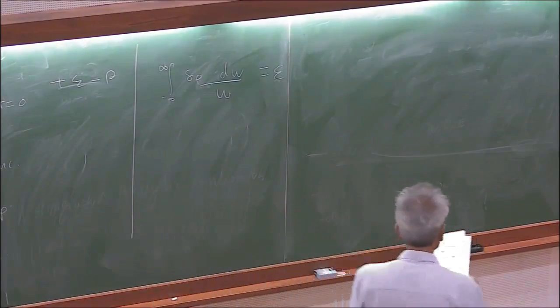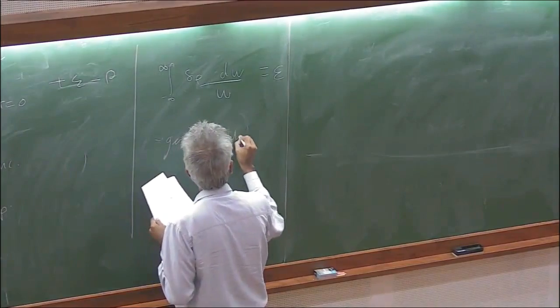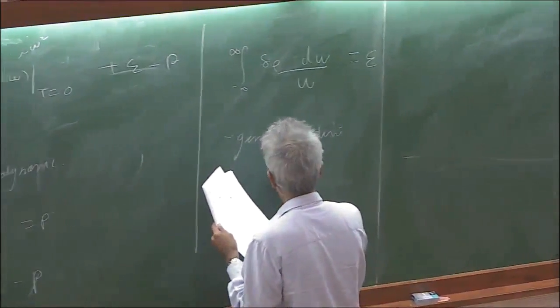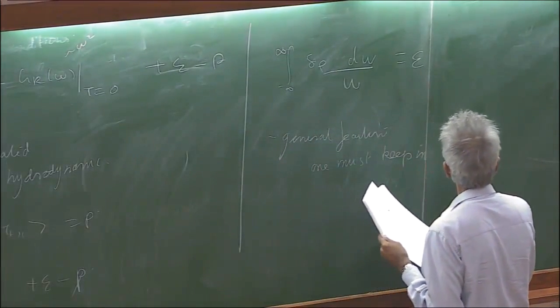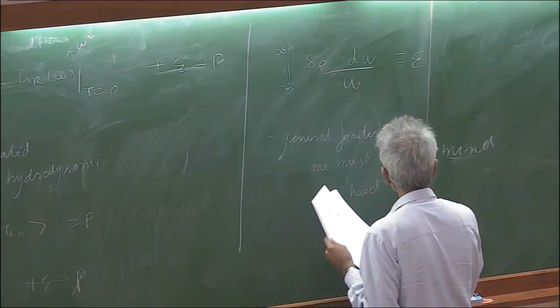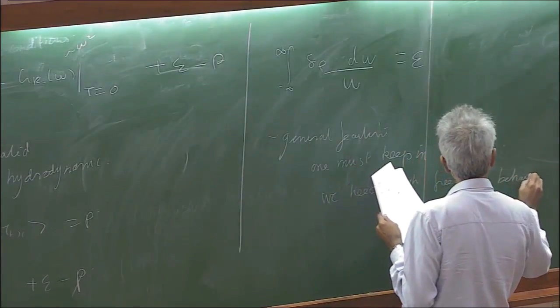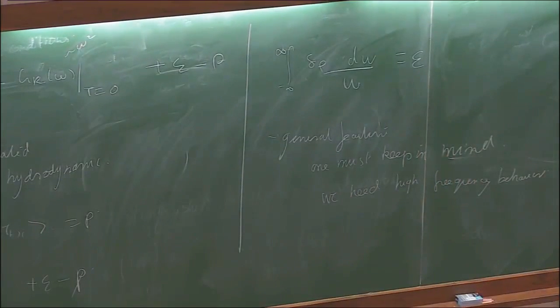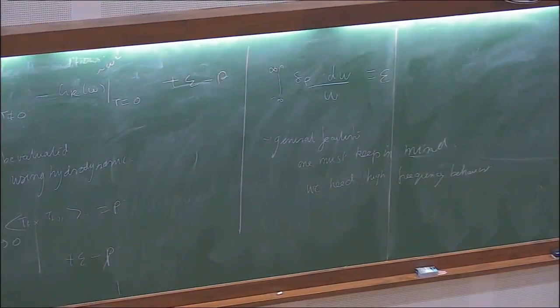And so the general feature one must keep in mind is you need high frequency behavior. And that's of course controlled by the conformal invariance of the theory. So in some sense you can say, spectral densities, what are the constraints, some limited constraints using conformal invariance on spectral density. You can formulate it in this way also.